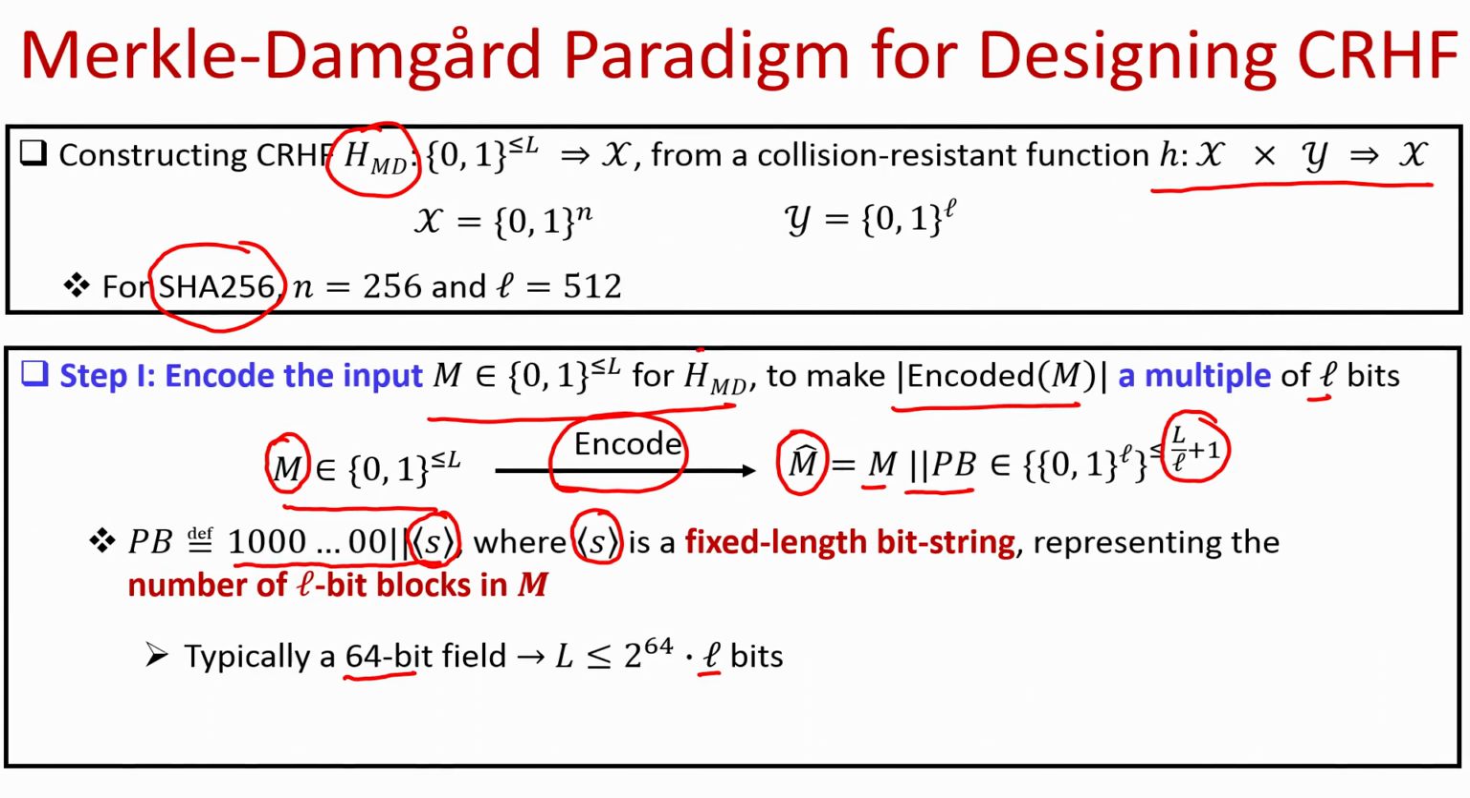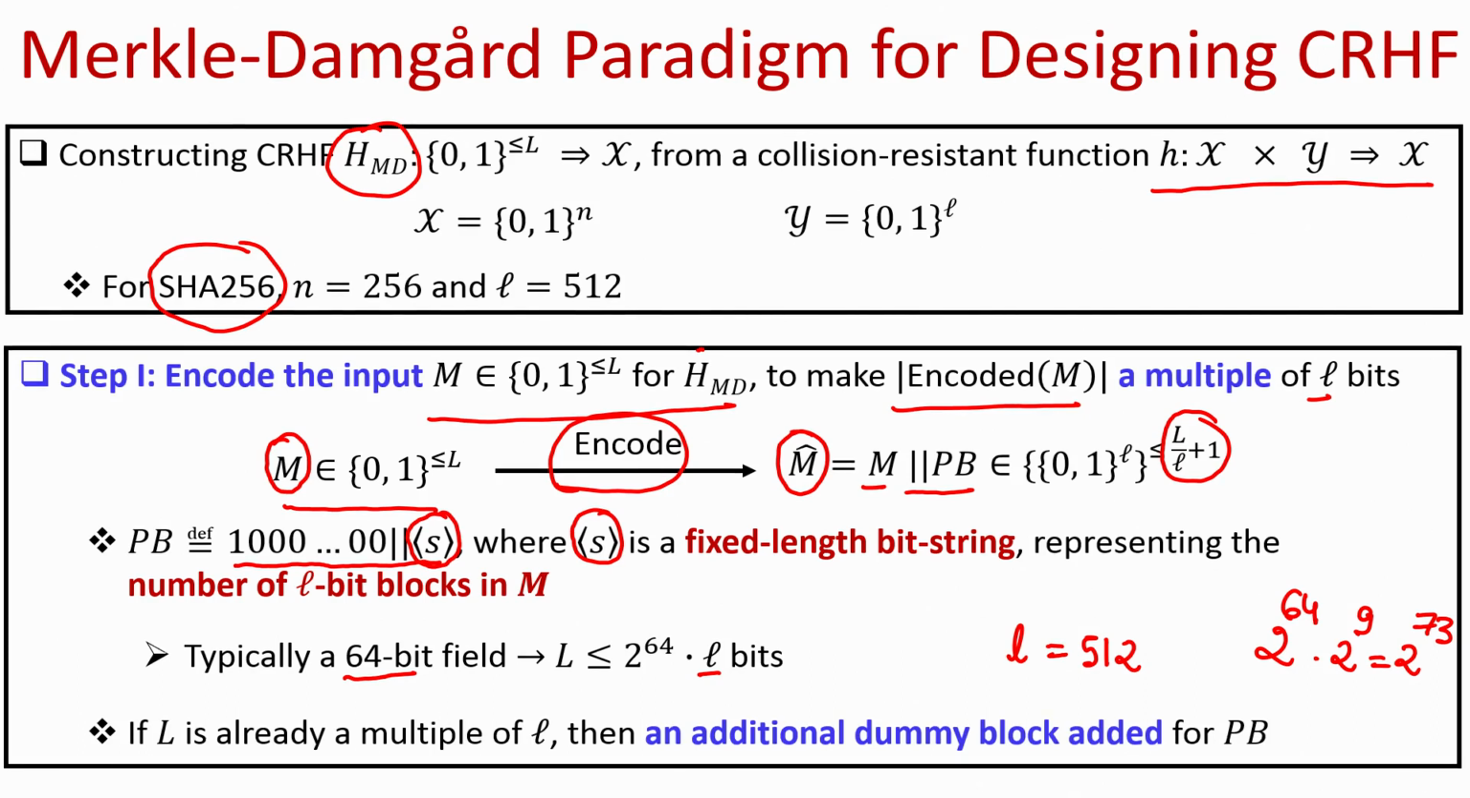Again, if I take the example of SHA-256, my l is 512 and I could have up to 2 to the power 64 such blocks. That gives you the maximum length of the message which you can encode. You can hash a string of up to that length using the function H of MD which you are interested to construct.